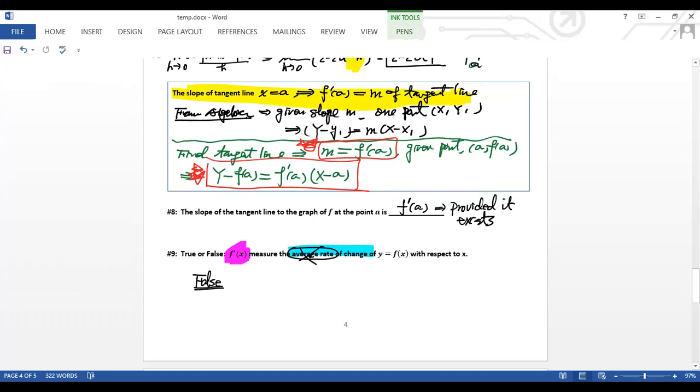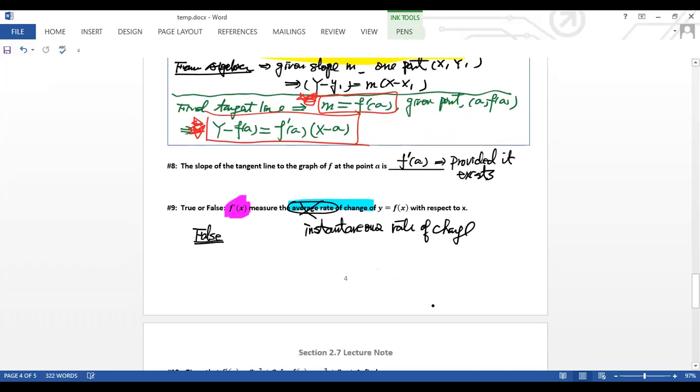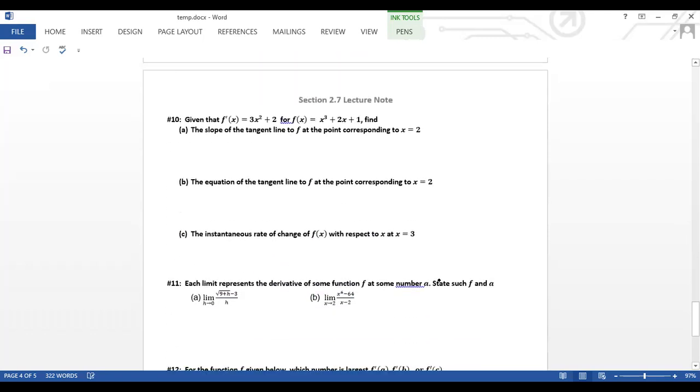Why is it not the average rate of the change? We are measuring the instantaneous rate of the change here, okay? And now let's take a look at the other problems.